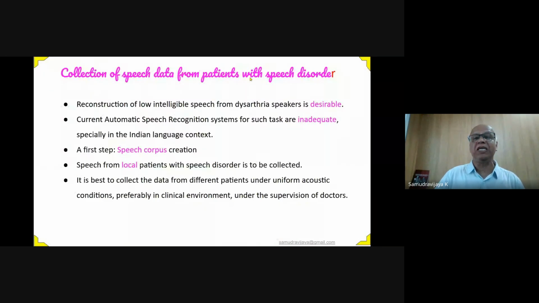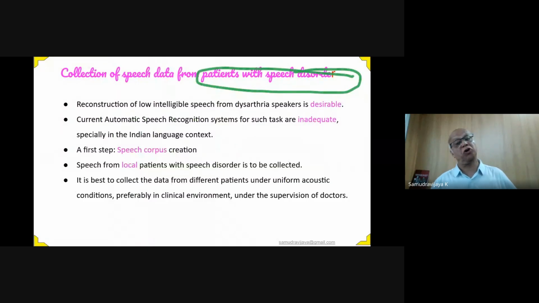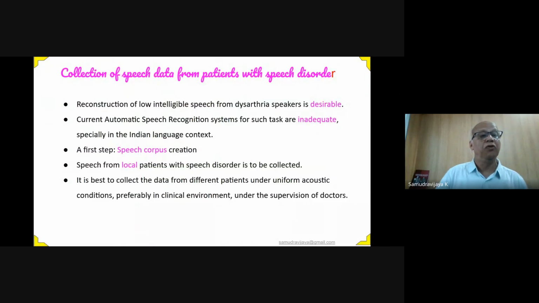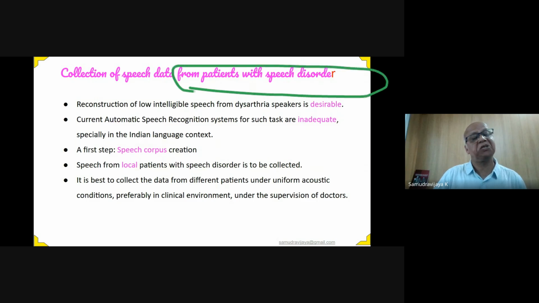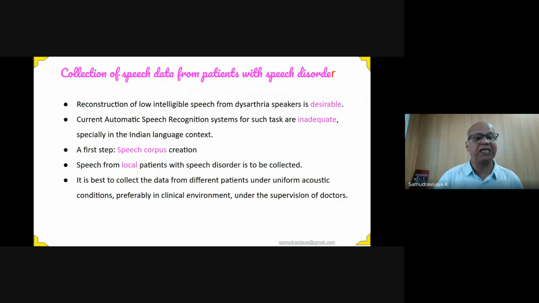Now we are dealing with patients with speech disorder. Therefore, this is a special kind of speech which is not clearly articulated. Therefore, speech data from patients with speech disorder is essential. So now we want to help our people in the Indian language, and ASR for this is difficult because the speech of dysarthric patients is not articulated.